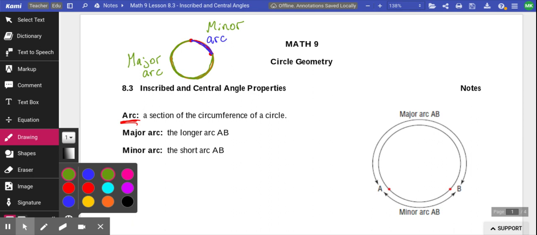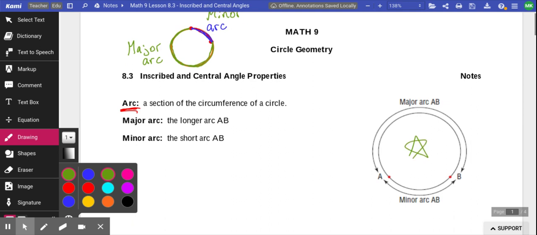If you look over here, they've drawn a nice little picture on the right-hand side. They've given you 2 points, A and B. The short distance from A to B is called the minor arc. The long distance from A to B, all the way around here, would be called the major arc.